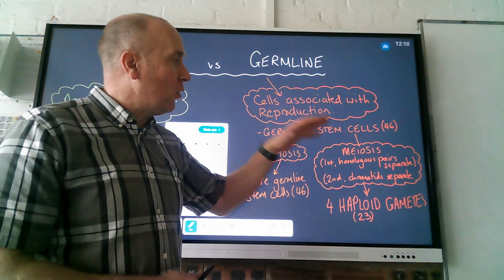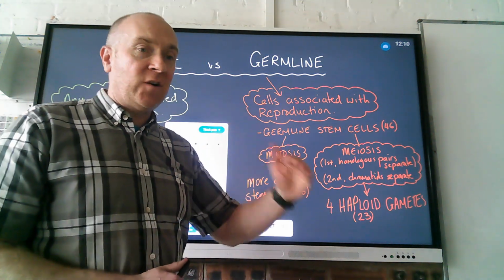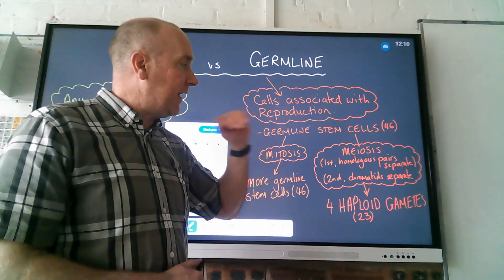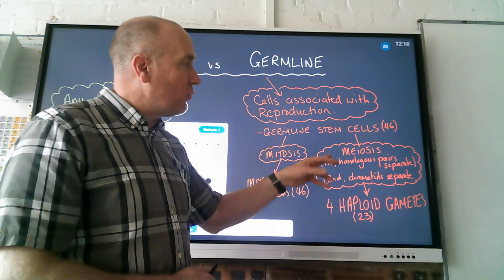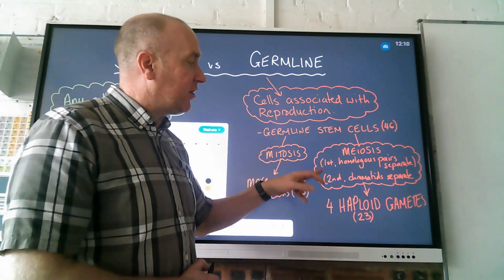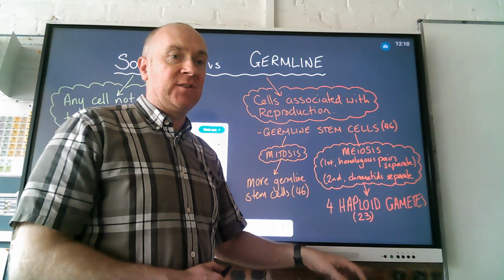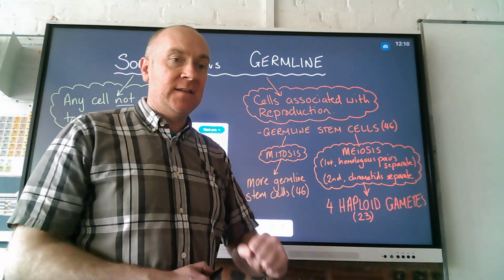But just remember, meiosis consists of two stages. The first one, homologous chromosomes separate, and the second stage, chromatids are separated. And what results from those two divisions is 4 haploid gametes. And again, I've used the number 23 to denote haploid.